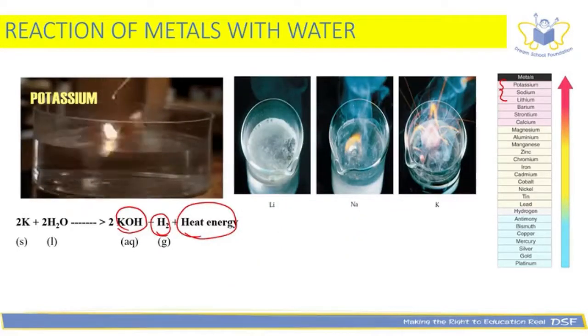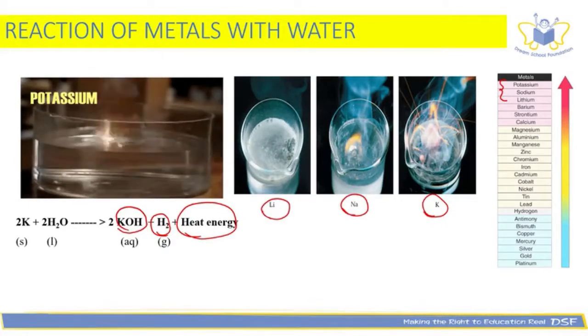So if you look at all the three higher ranking metals like potassium, sodium, and lithium, you can see how violently they react with water. The hydrogen that they release during this process catches fire, as you can see here, because of the amount of heat it releases during the reaction. So basically, all these metals react violently with water.